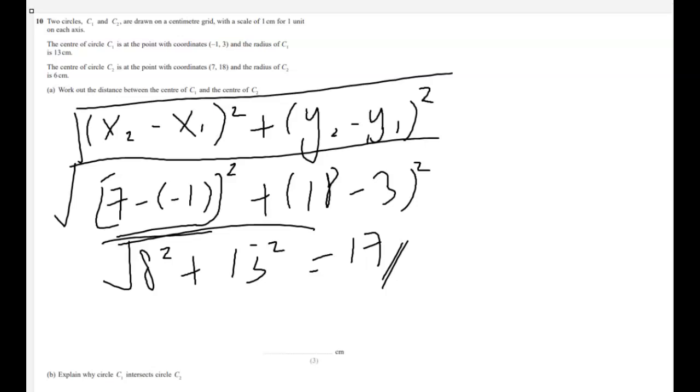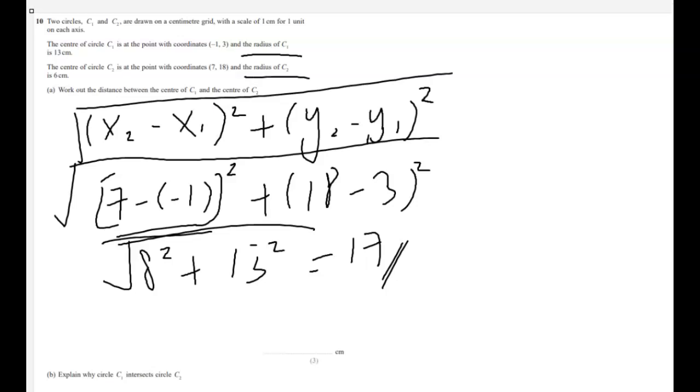We're asking why circle C1 actually intersects with circle C2. This one is rather complicated, in fact. But one thing that we have got to bear in mind is the fact that they have given us other information. It's the radius of C1 and the radius of C2.